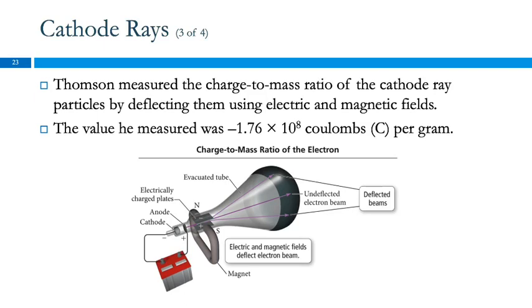So based on how far it deflected, based on the charges, etc., he was able to determine that the charge to mass ratio was minus 1.76 times 10 to the 8th coulombs per gram. Okay, that's not a number you need to remember, but there it is.